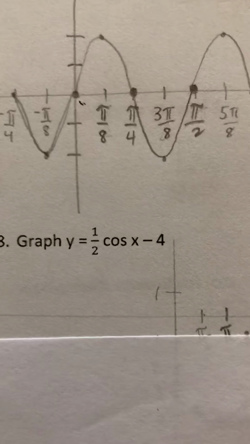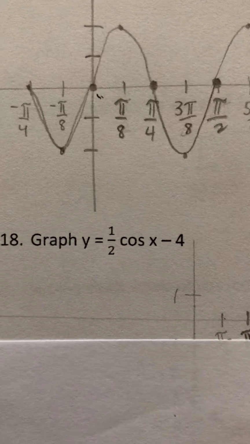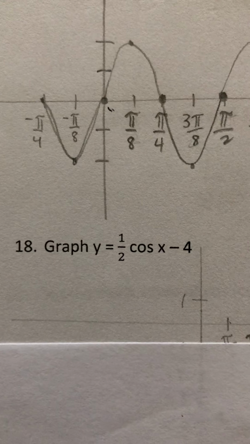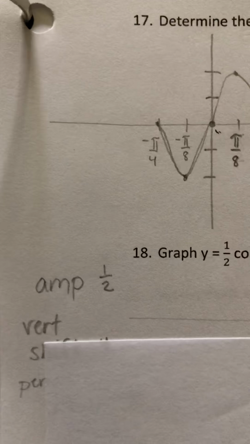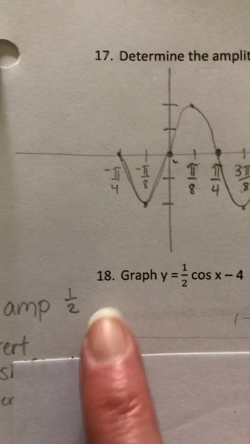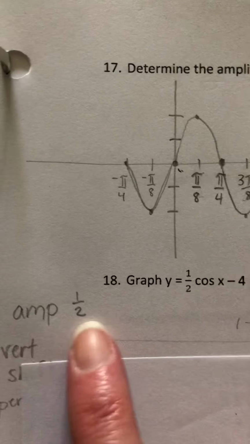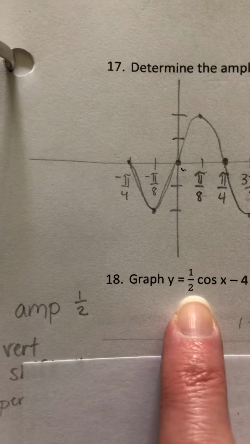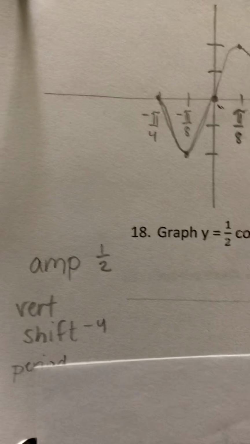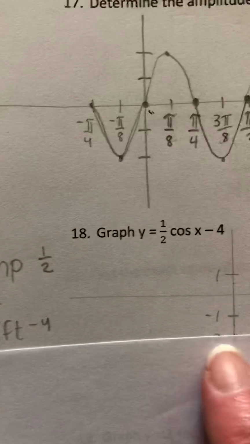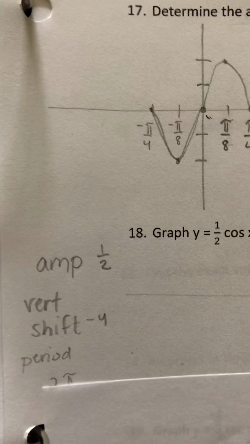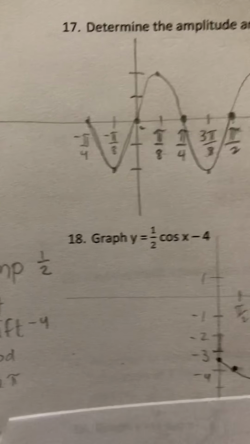Okay, to graph y equals 1/2 the cosine of x minus 4. The cosine function is different than the sine function, and in this transformation, we're going to have an amplitude of 1/2 instead of 1, and notice we have a vertical shift of -4, so that means we're going to go down 4. But we did not adjust the period at all because there's no coefficient here, so it's still going to have a period of 2 pi.